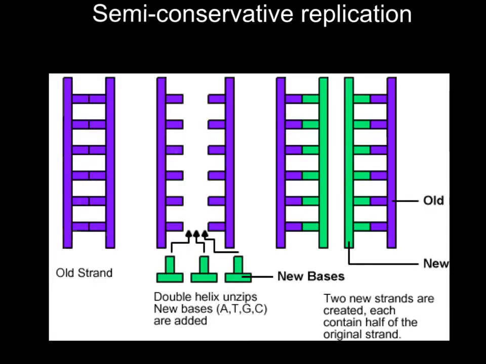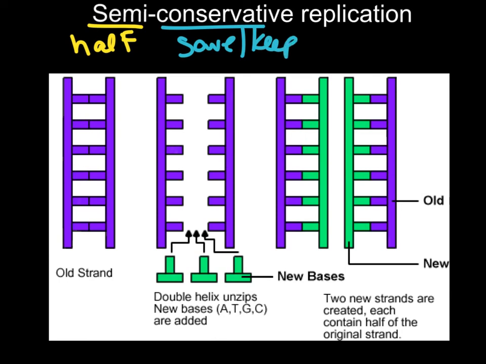DNA replication is oftentimes described as semiconservative replication. I think semi means half, and then conserve, right? Save or keep. So what does that mean, semiconservative replication? In terms of DNA, here's our old strand represented with purple, right? It acts as a template to build the new strand. And if you look at the two new double helices, each one is half old, half new. So that's what semiconservative replication means.